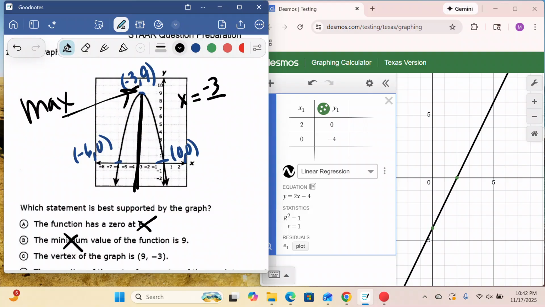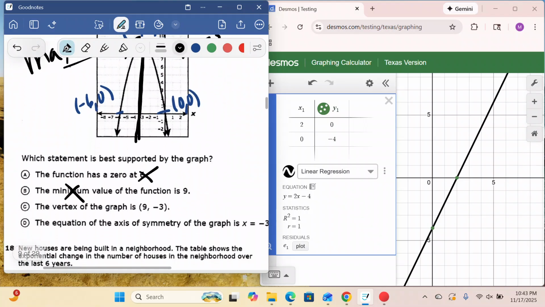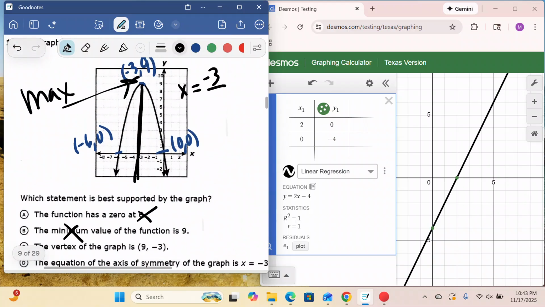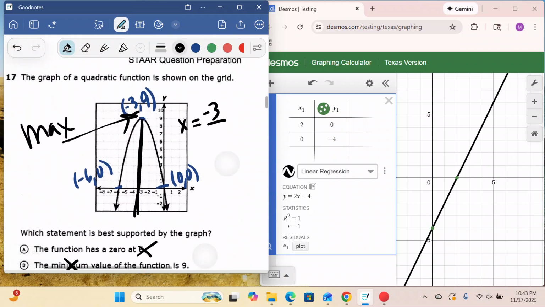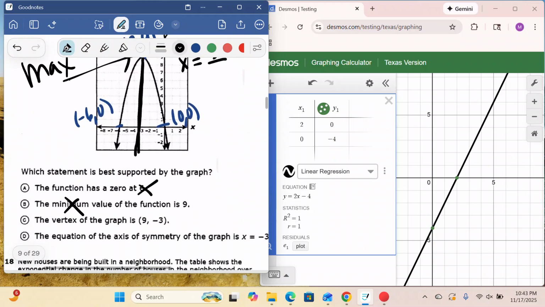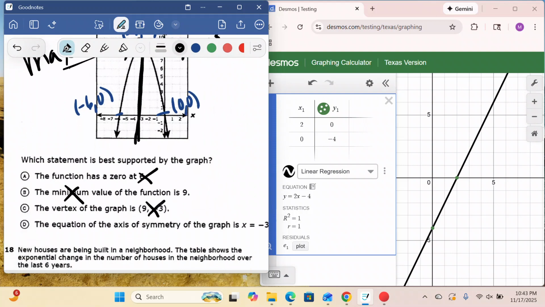Why? Because my vertex is at the top of the hill. This is considered a maximum. The vertex of the graph is 9 comma negative 3. No, that's false because my vertex is actually negative 3 comma 9. So again, they mix it up to try to trick you.